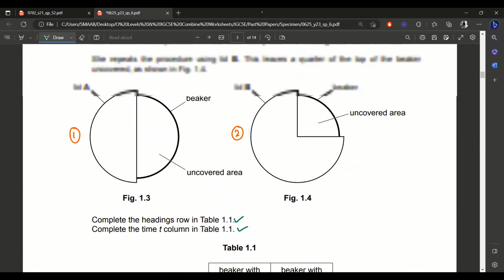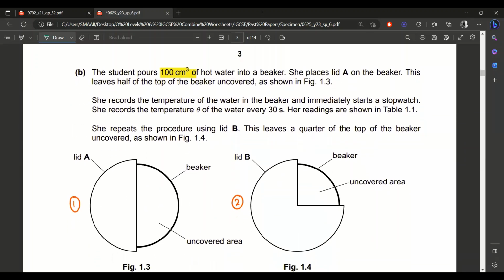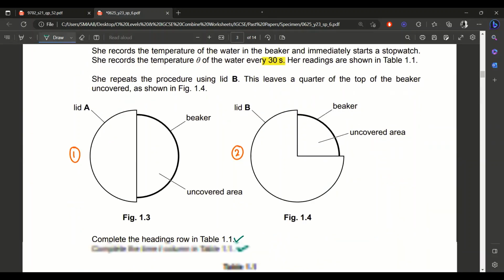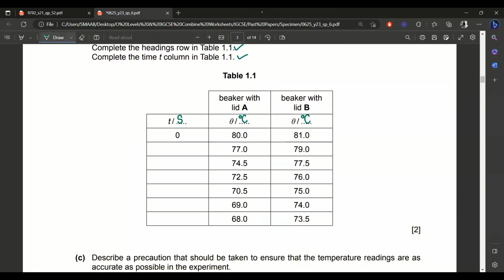And the other 1 mark is for completing the time column in table 1.1, because that is also very simple. Any idea what the time will be? There is a hint in the question. Yes, because there is a hint in the question, 30 seconds is mentioned over there. So we just need to write with reference to 30. So starting from 0, 30, 60, 90, 120, 150, 180, right?